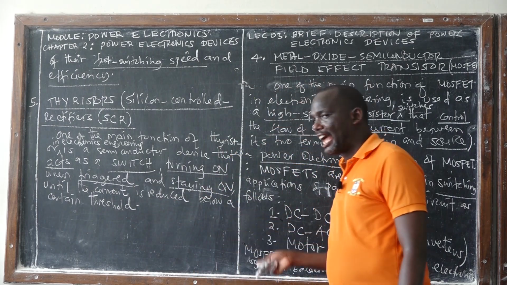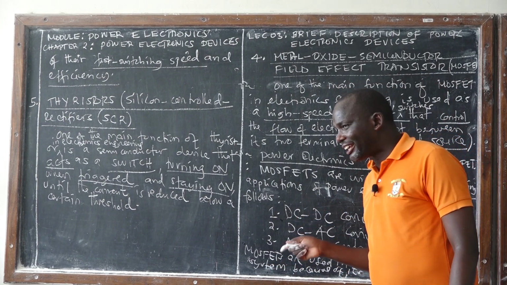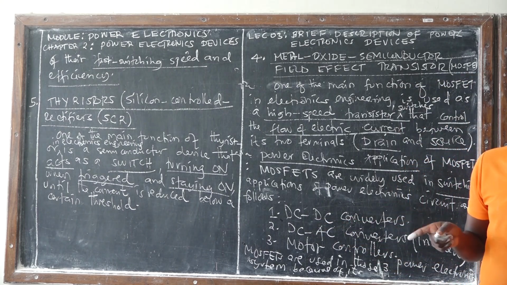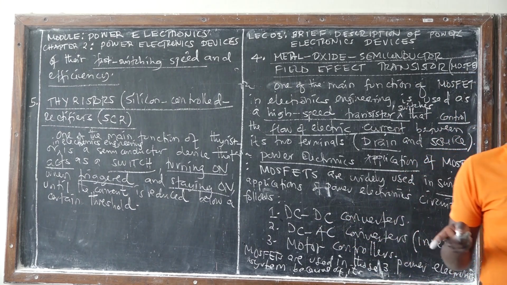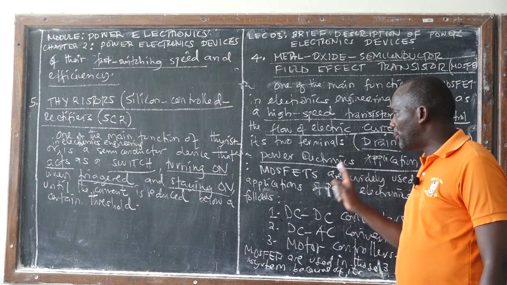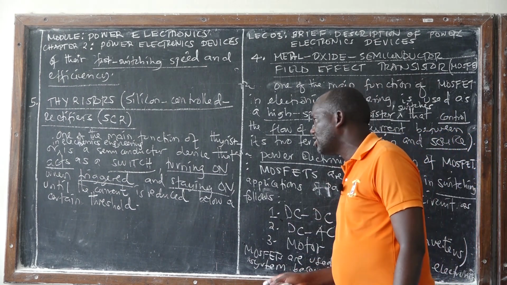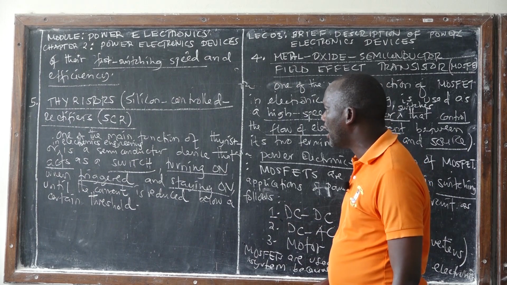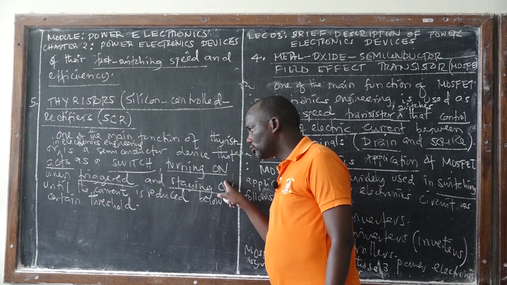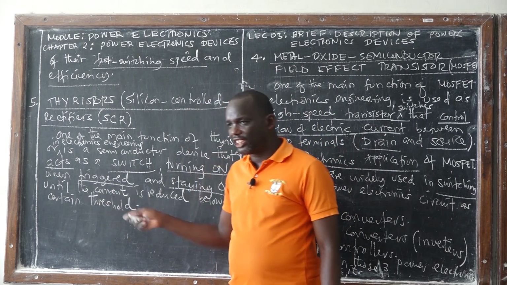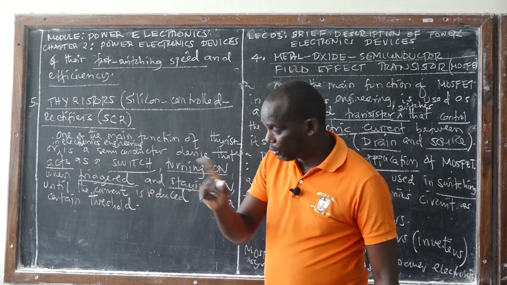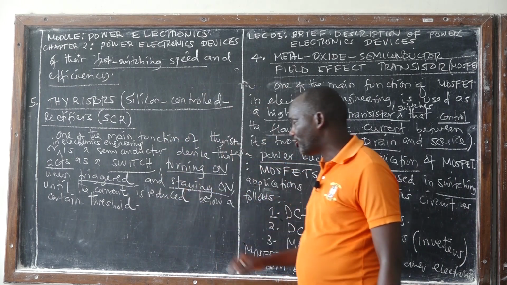Remember, MOSFETs can also act as switches. Remember, bipolar junction transistors can also act as switches. Remember, insulated gate bipolar transistors can act as switches. We have so many electronic switches. But one of the peculiar characteristics of thyristors, especially the silicon controlled rectifier, is that it can act as a switch, turning on when it is triggered. We have a triggering signal, especially in electronics, for instance in a 555 timer.